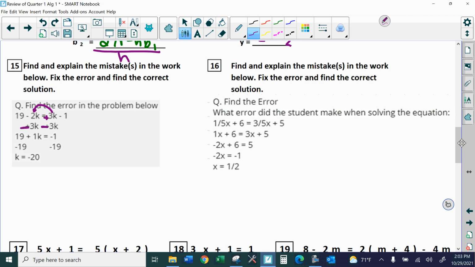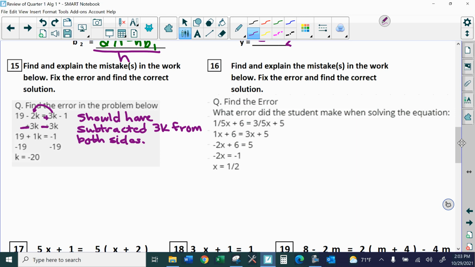So that would be pointing out the error: should have subtracted 3k from both sides. Okay, so if it was a multiple choice question, that's what you would select right there. Should have subtracted 3k from both sides.